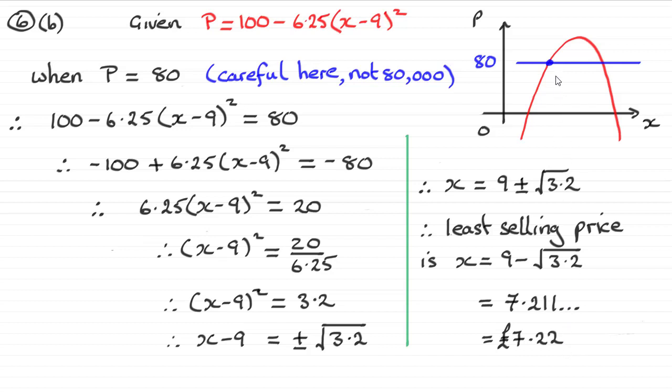So that would be a point just to the right of that dot on the x-axis. When you project up here, it's going to give us a profit of more than £80,000. So a couple of points there using 80 and this 7.22.